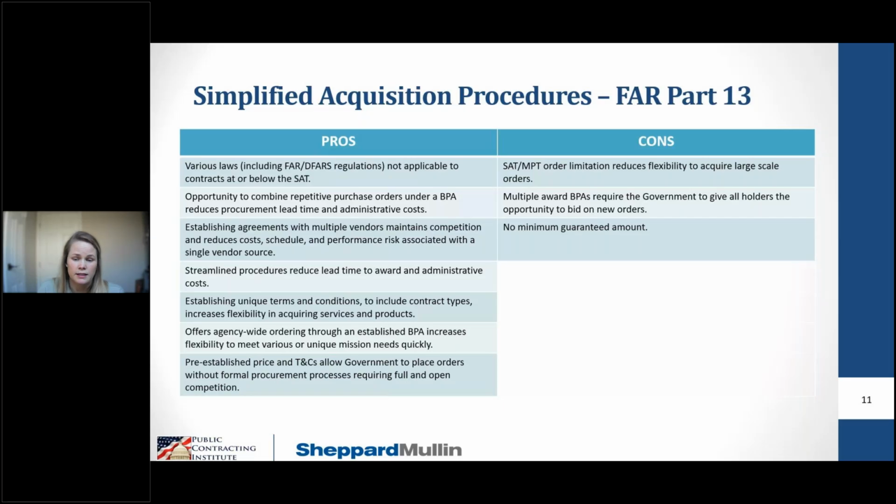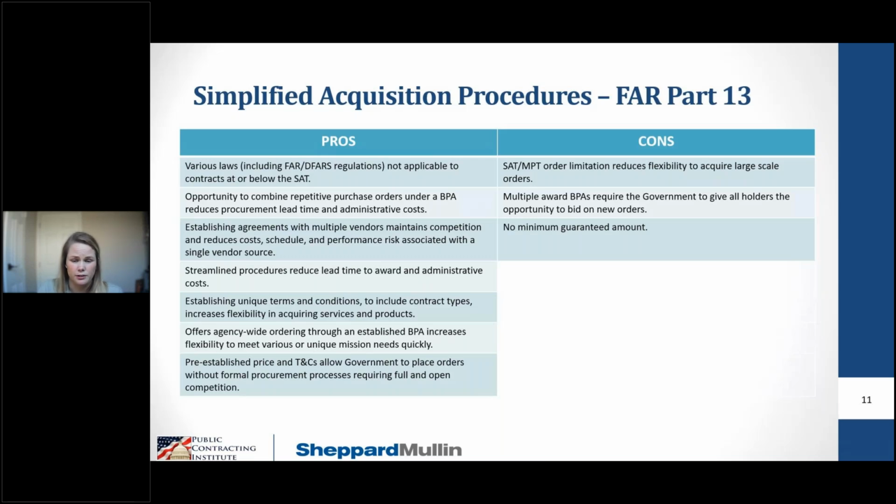Some cons. Obviously, the government's limited by the acquisition thresholds, which makes it difficult or impossible to use these simplified procedures for more complicated, large-scale acquisitions. There are even strict rules against breaking up acquisitions to try and fit under these applicable thresholds.